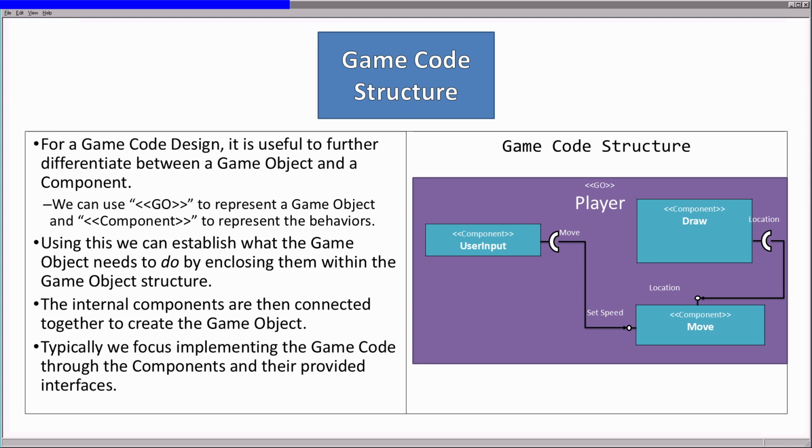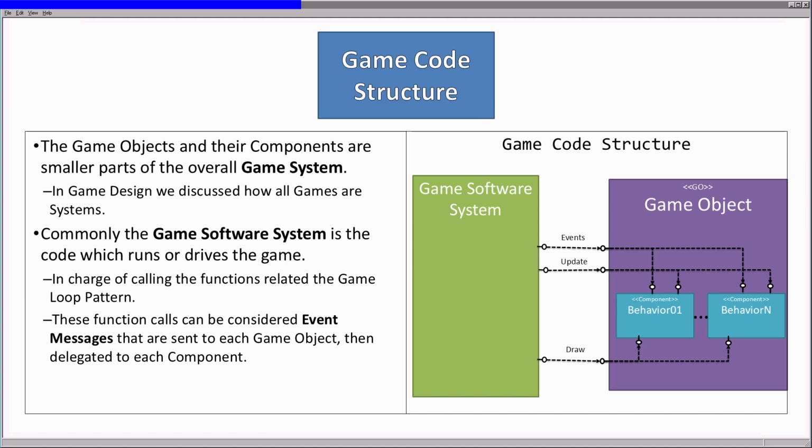For game code design, it is useful to further differentiate between a game object and the component. We can use GO to represent the game object and component to represent the behaviors. Using this, we can establish what game objects need to do by enclosing them within the game object structure. The internal components are then connected together to create the game object. Typically, we focus on implementing the game code through the components and their provided programming interfaces.